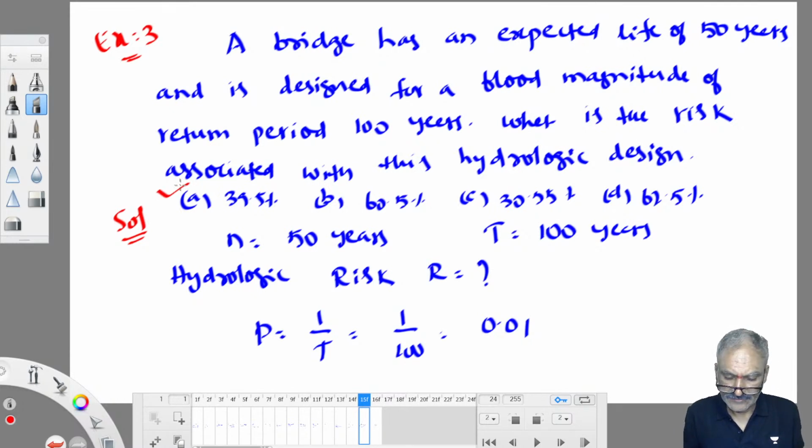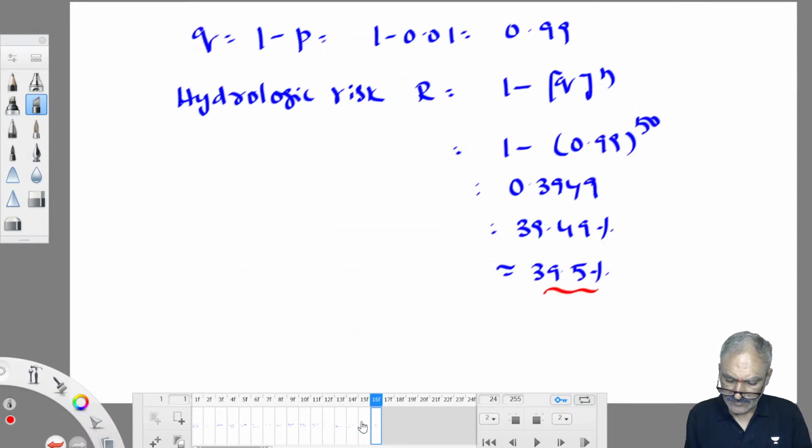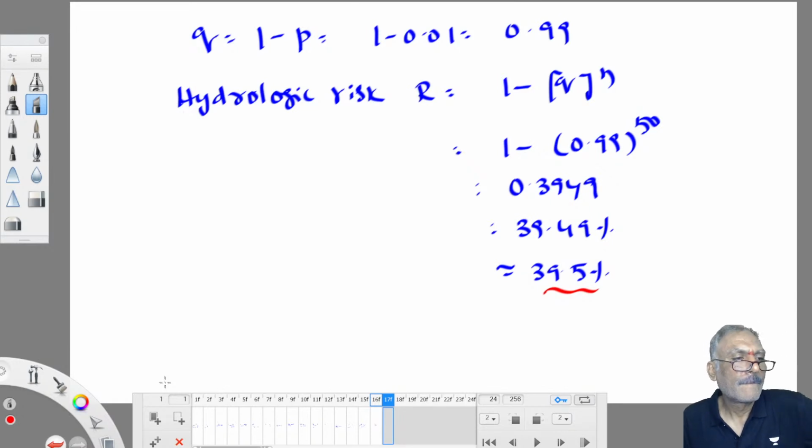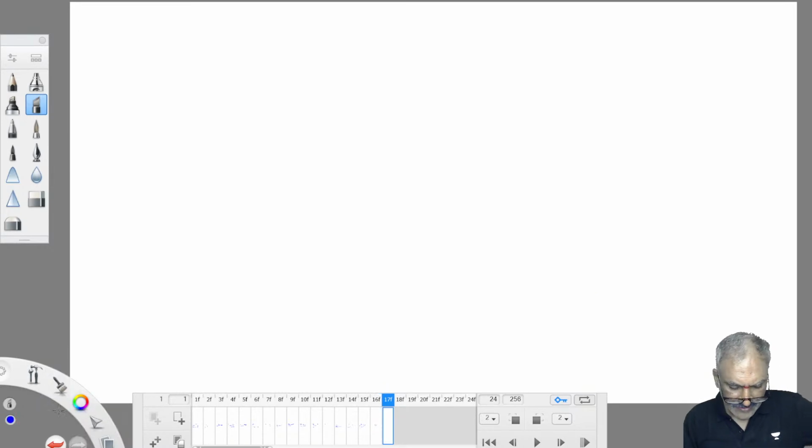Understood? So if your concept is right, no way you can go wrong. You never ever go wrong, but concept is important. Similarly, let us work out one more question. It is a good question: risk is given, and you are expected to find the return period.